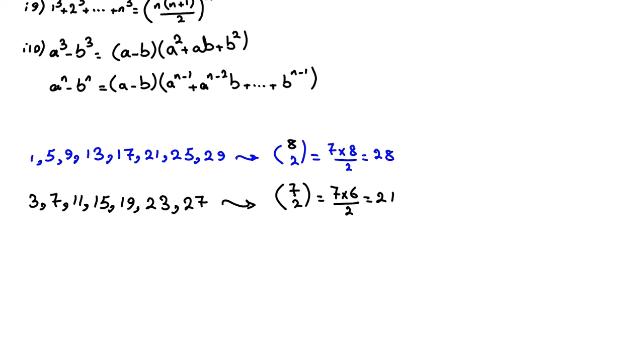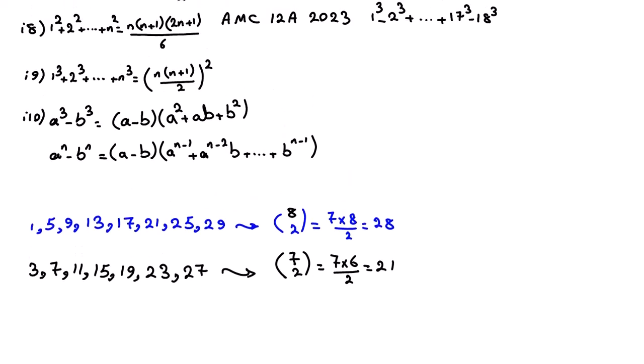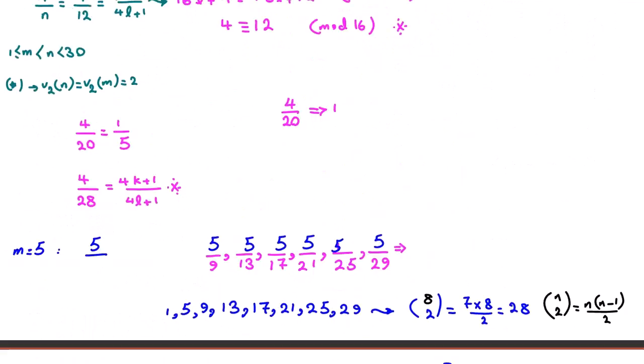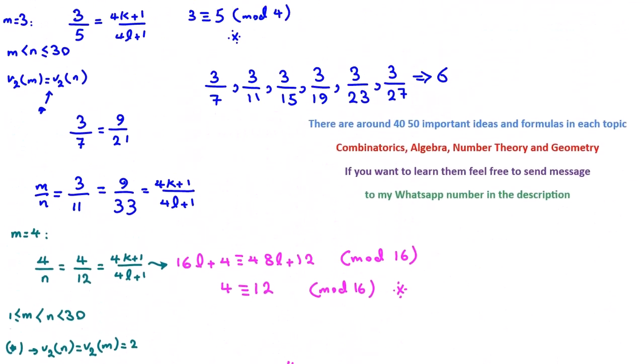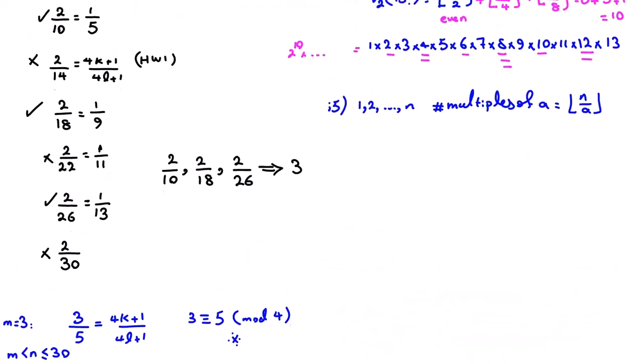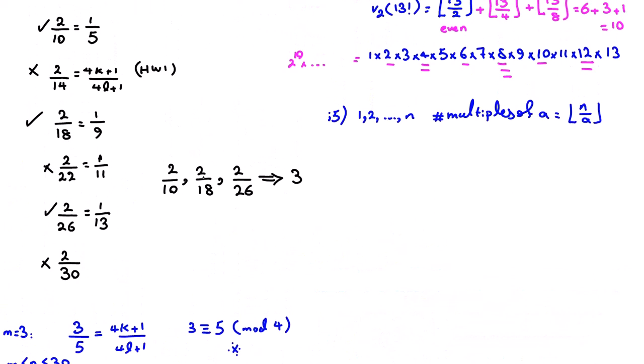Okay, now let's consider the cases that we are working with even numbers, like 2 or 4. Here it was what? We said 2 over 10, 2 over 18, 2 over 26. Why were these numbers good? Because 2 over 10 is 1 over 5 when you simplify. 2 over 18 is 1 over 9. Look, 4k plus 1 over 4k plus 1. 2 over 26 is 1 over 13.